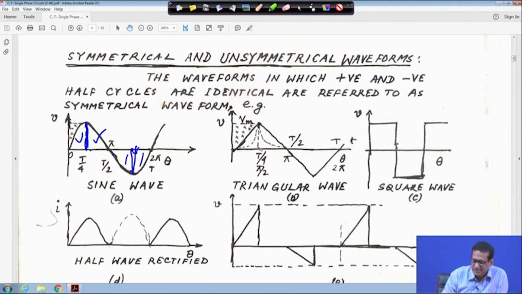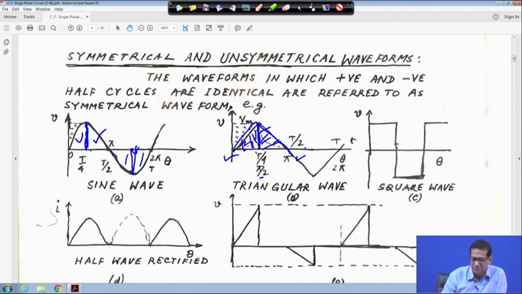Similarly, here also it is a triangular waveform. If you try to find out the average value of this triangular waveform, it is a symmetrical waveform in between 0 to pi, right? Whatever result you get, the same you will get in between 0 to pi or 0 to T by 2. Here also, it is 0 to pi by 2 or 0 to T by 4. This side will give the same, because this side area and this side area are the same.